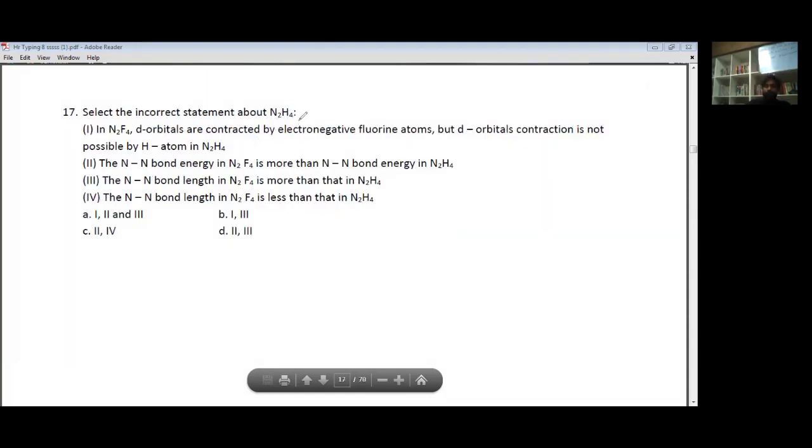So the next question. The incorrect statement about N2H4 and N2F4. That is the question. N2H4 and N2F4. Okay. In N2F4, d orbitals are contracted by electronegative fluorine, but d orbitals are not contracted in N2H4. You have to know that both have similar structure.